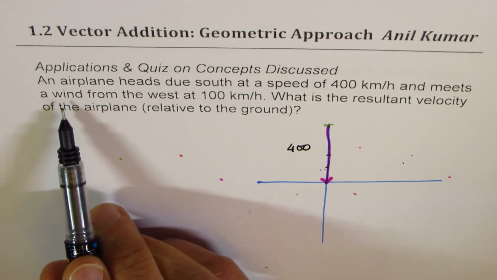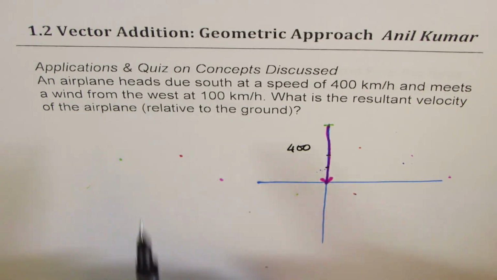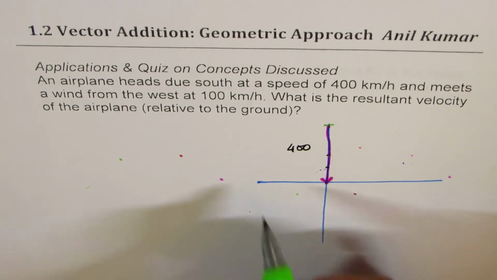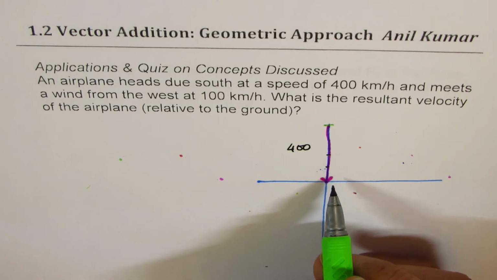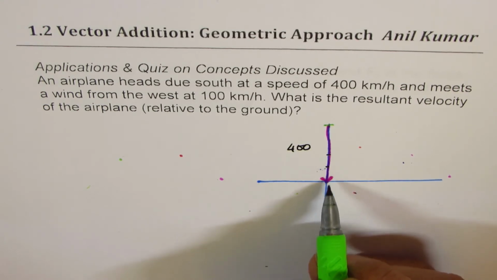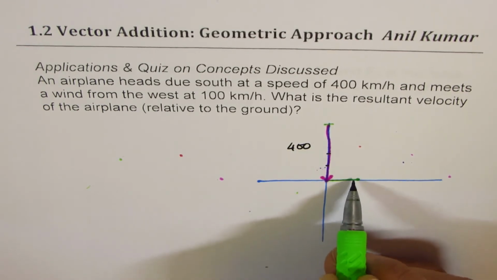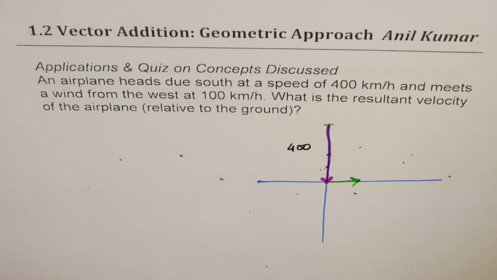Which is wind from the west. So wind from the west is from this side. We have to place the tail on the head to get the sum. So that becomes the wind from the west. Do you get an idea?